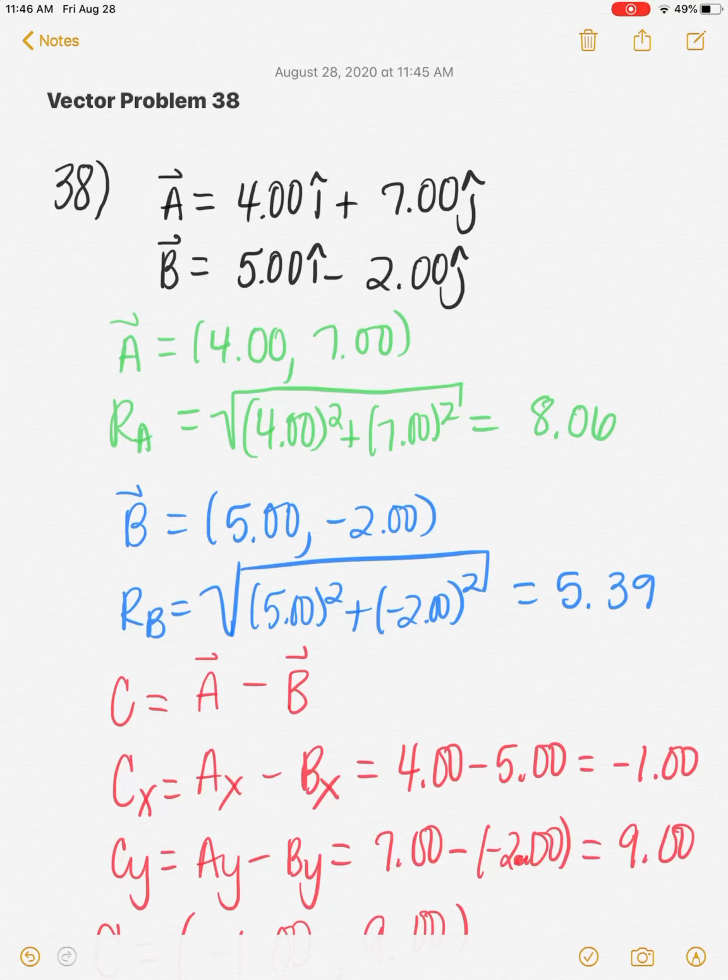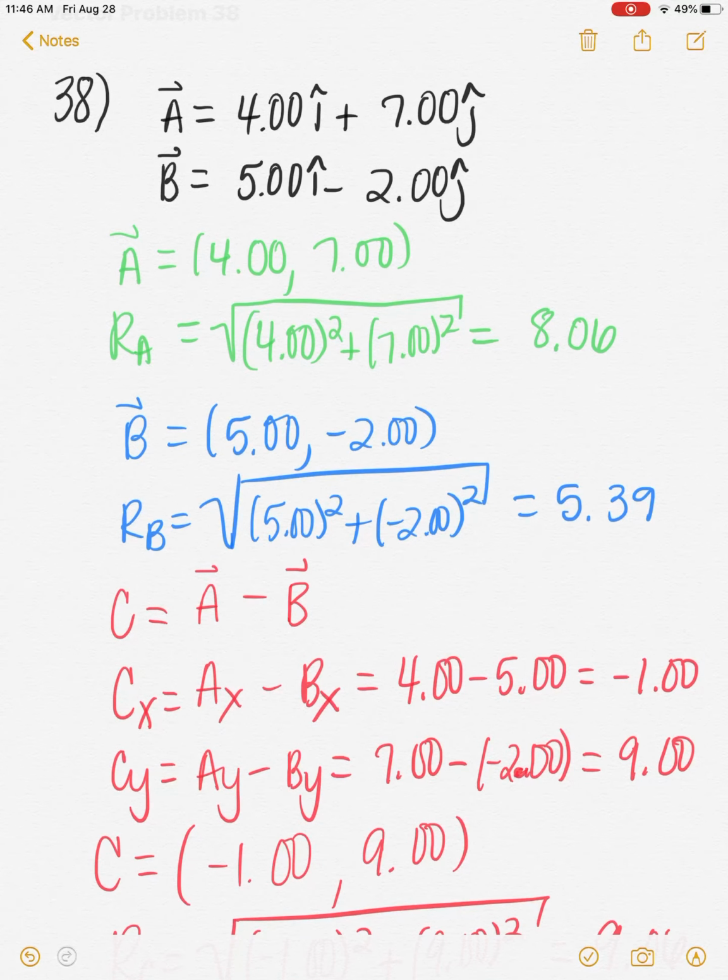Okay, Mia, so 38 ends up being a lot like number 40 that I just discussed with you. You've got vector A, which is 4i hat plus 7j hat. Vector B is 5i hat minus 2j hat. So what you're going to do is resolve that into x and y, so A is 4 comma 7.